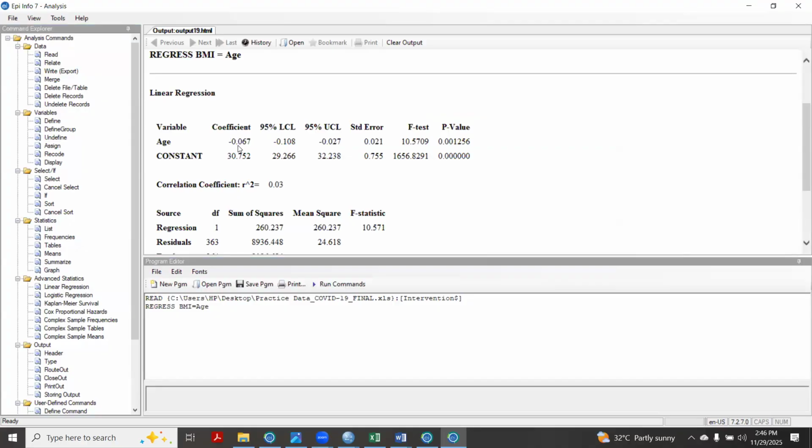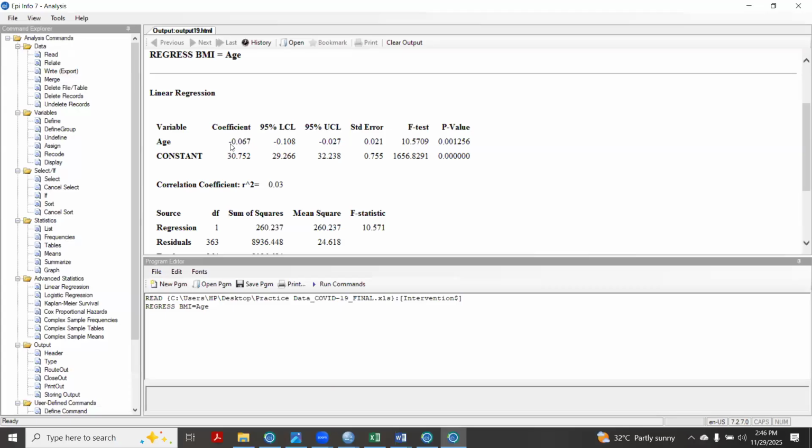It runs between 0 and 1. Anything less than 0.5 is weak. Anything from 0.7 to 1 is strong. So based on this Pearson's coefficient now, which is negative, this is negative and this is weak.